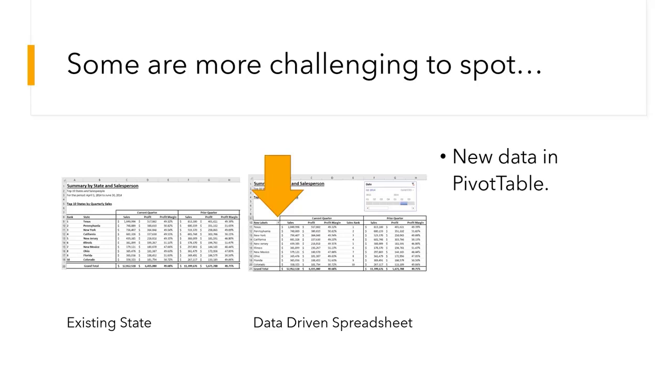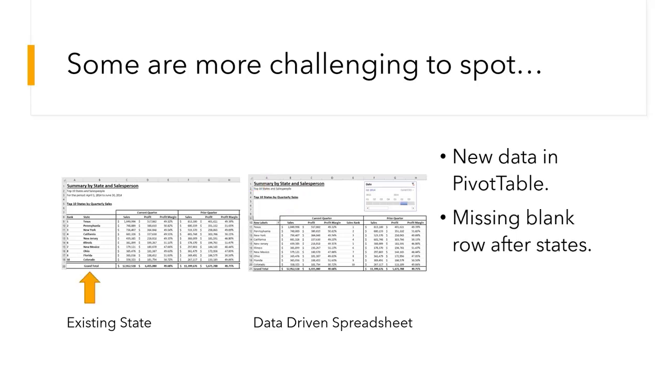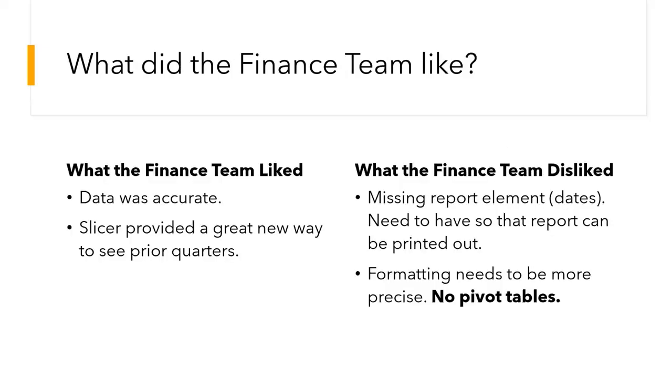Our data-driven spreadsheet is in a pivot table, and you'll notice that there's a filter icon there, whereas in our existing state, you cannot see a filter icon. And finally, if you look in our existing state, there was a blank row in row 19, because with a pivot table we couldn't really add a blank line between our states and our total. So the correct answer to this was 5 or more. If anybody did have 5 or more, that was correct.